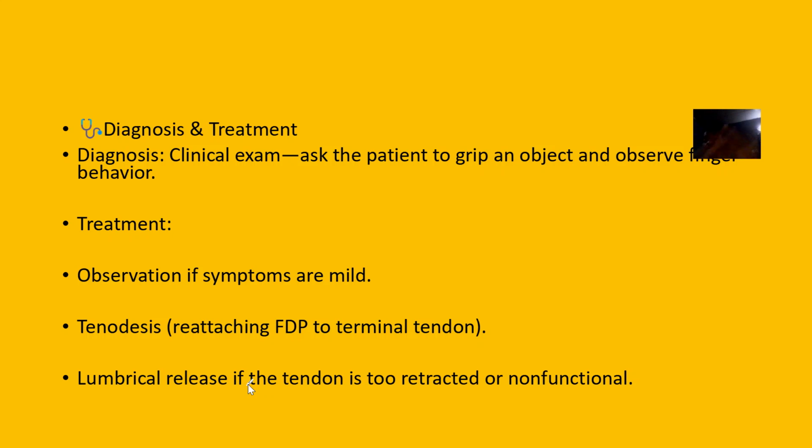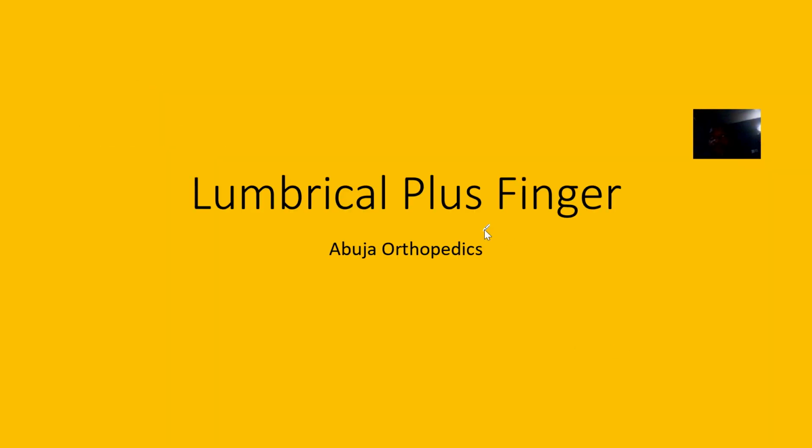Diagnosis: you are actually looking at what is happening. You tell the patient to flex, and if problems come up, you already know. For treatment, if symptoms are mild, observation. Then tenodesis, or lumbrical release if the tendon is too retracted or non-functional. Okay, so that's it for the lumbrical plus finger.